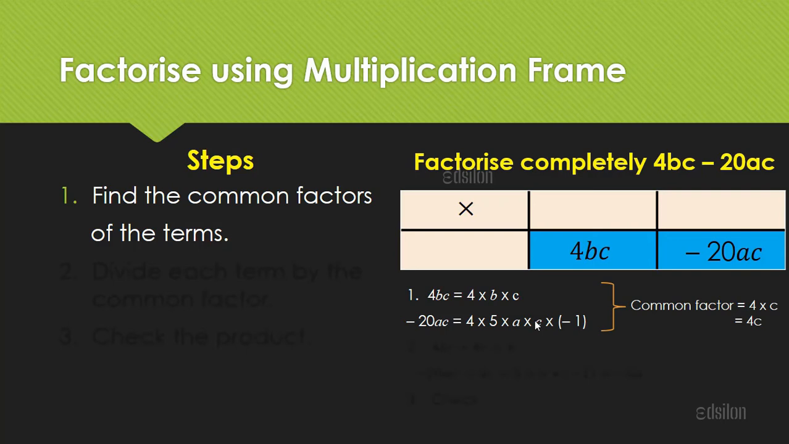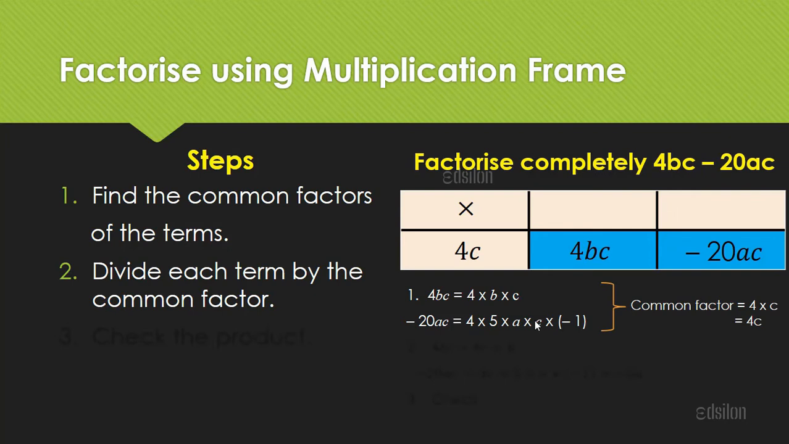Where do I write 4c in the multiplication frame? It's right here. How do I fill in the remaining two boxes? What is my second step? We divide each term in the blue boxes by a common factor. Let's begin with 4bc. Divide 4bc by 4c. We observe that 4bc divided by 4c, we are left with the factor b. 4bc divided by 4c is b, and we write b in this box here.